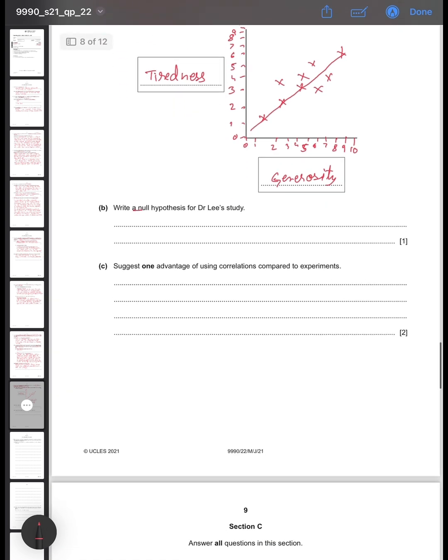Now you need to write a null hypothesis for Dr. Lee's study. So a null hypothesis for his study can be that any correlation between tiredness and generosity is due to chance only.